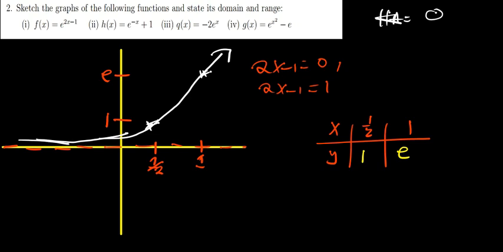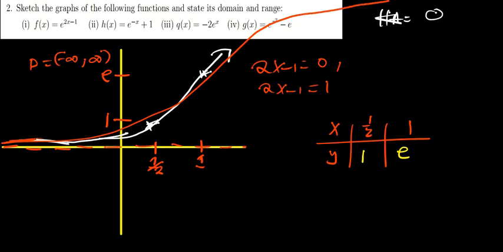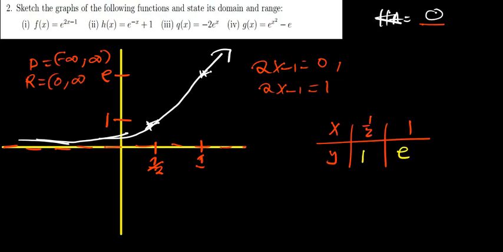From this we can clearly see that the domain will not change, negative infinity to positive infinity, because we don't know where it is starting from and we don't know where it is ending. It can keep on going all the way. Okay, but the range is restricted. The range starts from the horizontal asymptote, starting from 0 all the way to positive infinity.